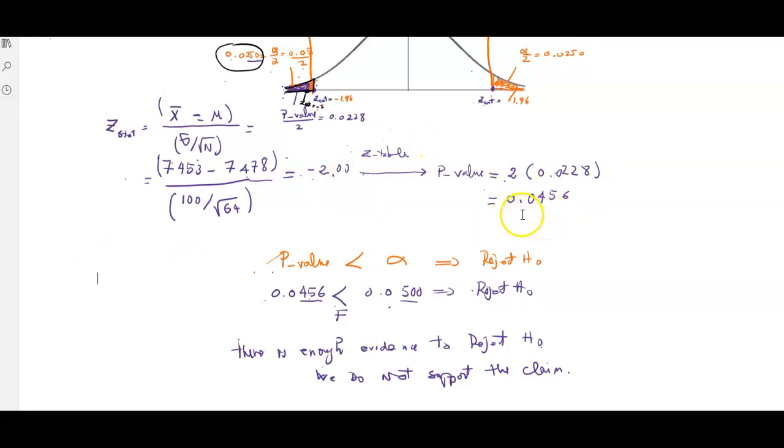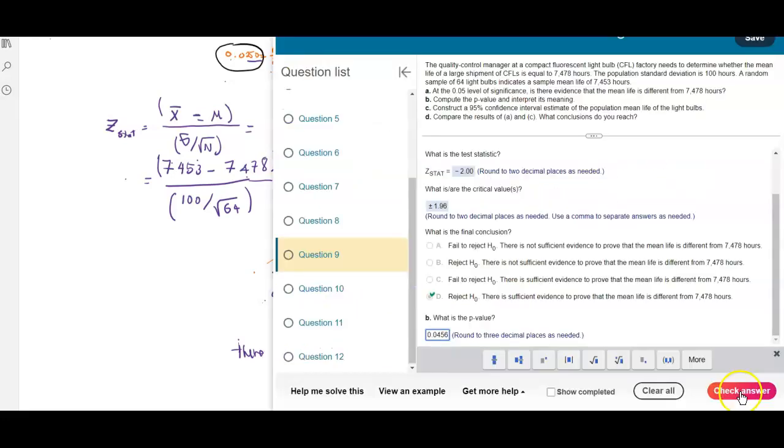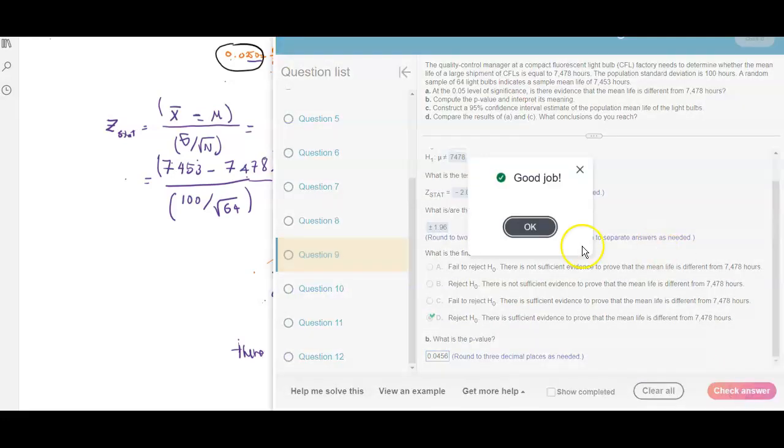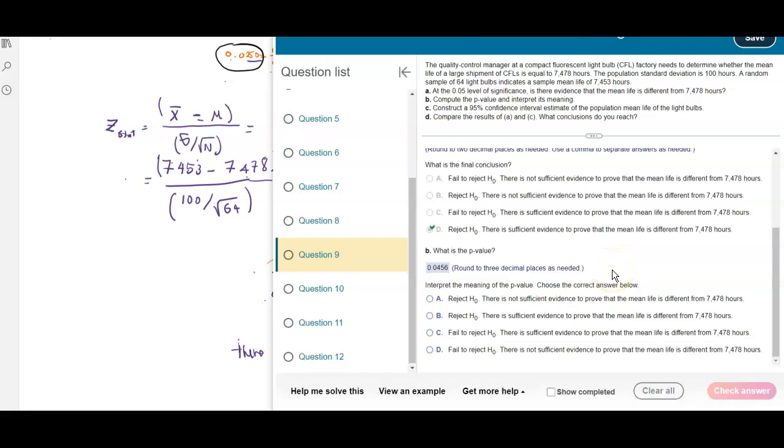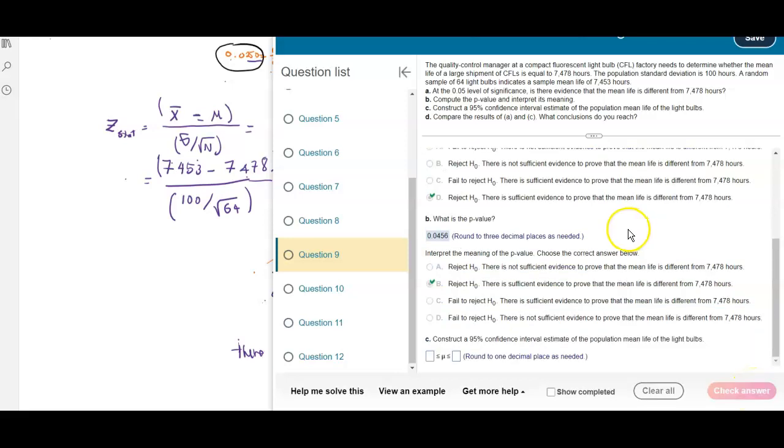Okay. Now they are asking about the p-value, and the p-value is explained here, how we got it. So that's 0.0456. And let's check it. Great. And then, according to this, we know we're going to reject, and we know there is sufficient evidence. So again, same conclusion: reject H0, there is sufficient evidence. The conclusion doesn't change.